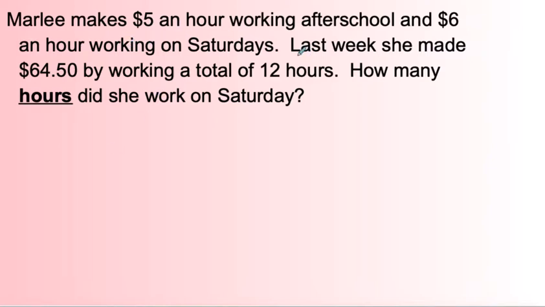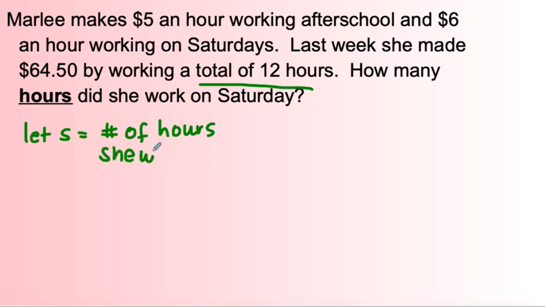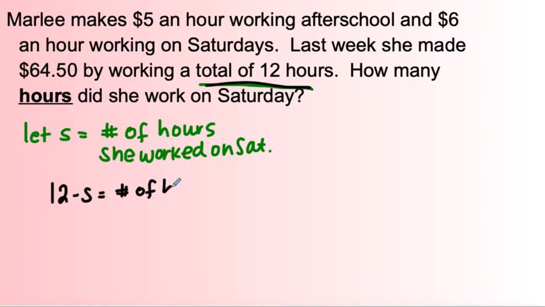Marley makes $5 an hour working after school and $6 an hour working on Saturdays. Last week, she made $64.50 by working a total of 12 hours. How many hours did she work on Saturday? Okay, so we're going to let S equal the number of hours she worked on Saturday. Now my other variable relates to her hours working after school. There was a total of 12 hours that she worked, so we're going to let 12 minus S equal the number of hours she worked after school.